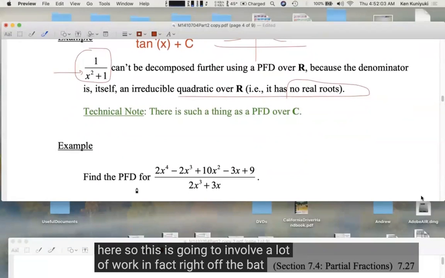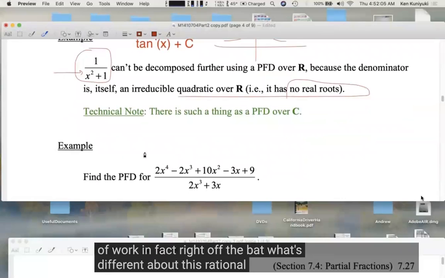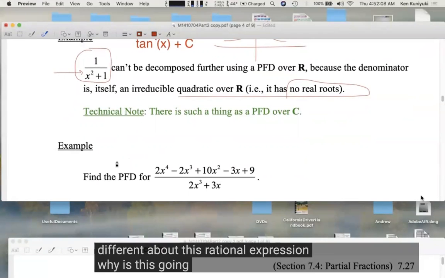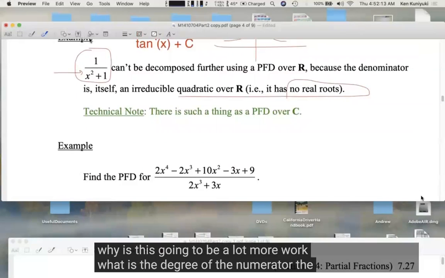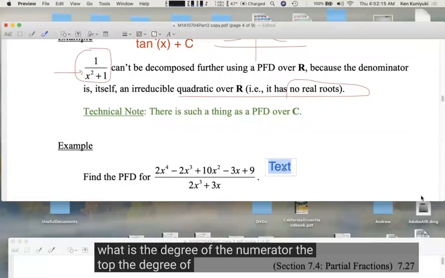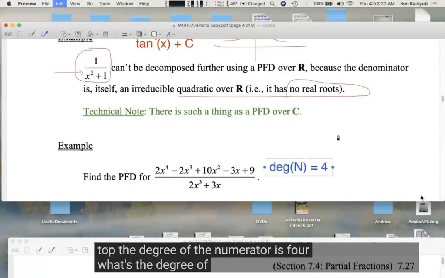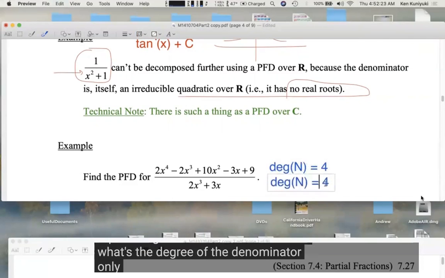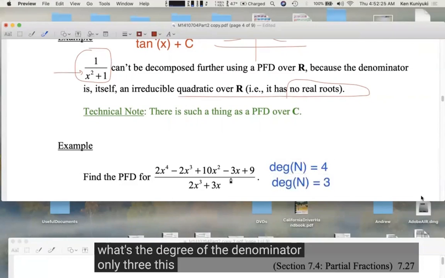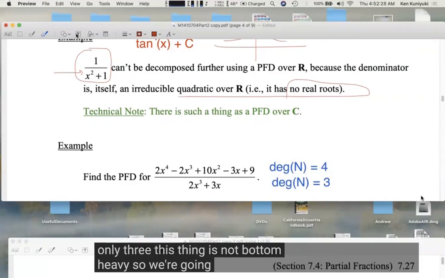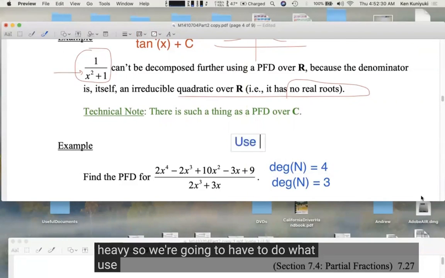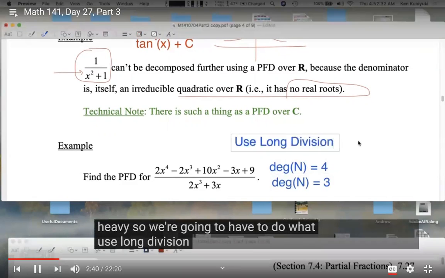In fact, right off the bat, what's different about this rational expression? Why is this going to be a lot more work? What is the degree of the numerator, the top? The degree of the numerator is 4. What's the degree of the denominator? Only 3. This thing is not bottom heavy. So we're going to have to do what? Use long division. I should have put a D down there. The degree of the denominator D is 3 down there.